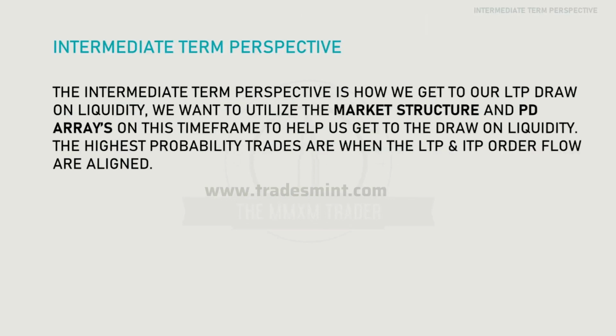The intermediate term perspective is how we get to our long-term perspective draw on liquidity. We want to utilize the market structure and PD arrays on this time frame to help us get to the draw on liquidity. So the highest probability trades are when these two perspectives align and the order flow is aligned. So long-term perspective and intermediate term perspective being aligned is very powerful.